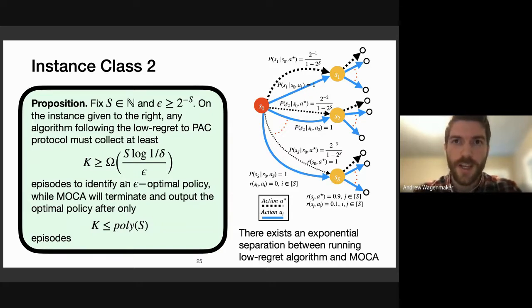running a low regret algorithm and running Mocha. And the basic idea behind this algorithm is very similar to the last algorithm. You have actions which are informative but very suboptimal, which low regret algorithms won't play. And then you have the good actions which don't explore enough. And these are the actions the low regret algorithms play. But it turns out to find an epsilon good policy, you need to reach these states more often than the low regret algorithm is doing effectively. And so you basically pay this S over epsilon term.